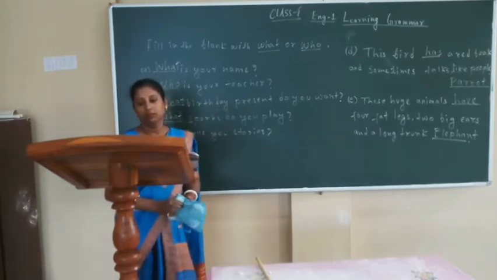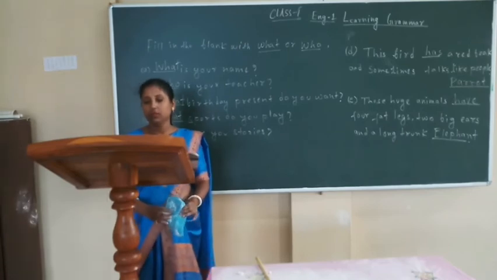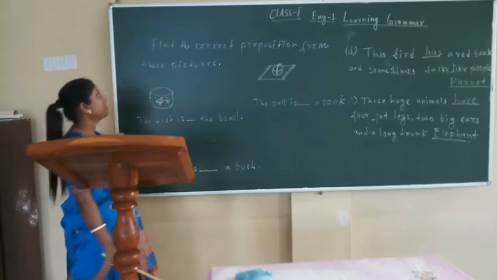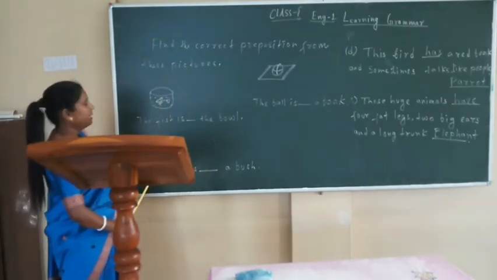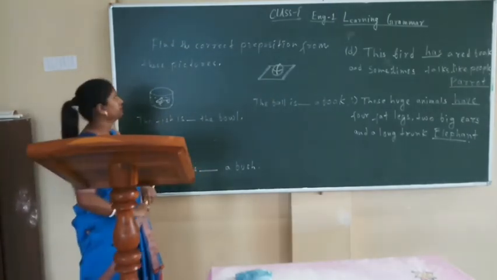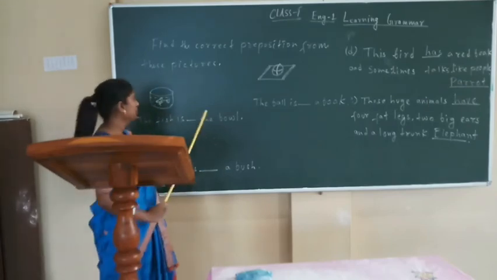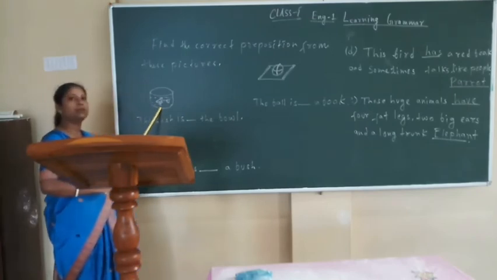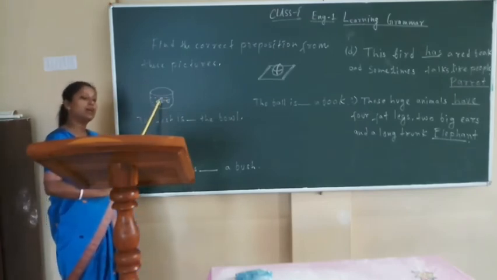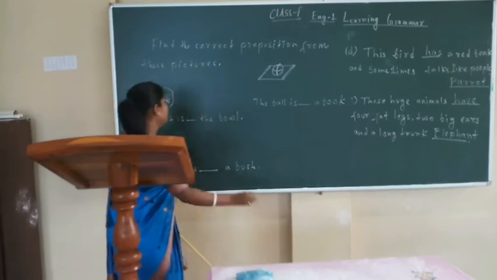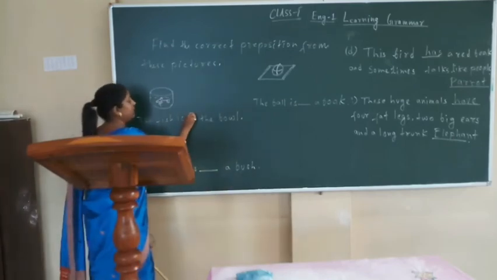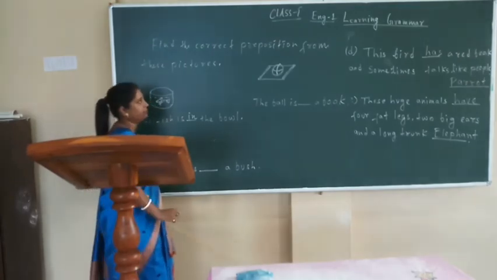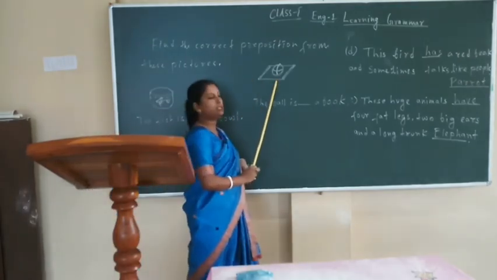Children, look at these pictures and try to find a correct preposition. Can you find it? What would it be? The fish is dash the bowl. See the bowl? Where is the fish? I think the fish is in the bowl. You see that picture? The fish is inside the bowl, isn't it? In the bowl.